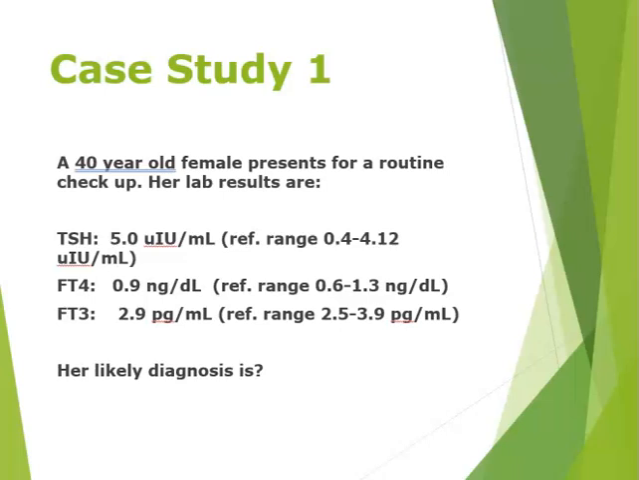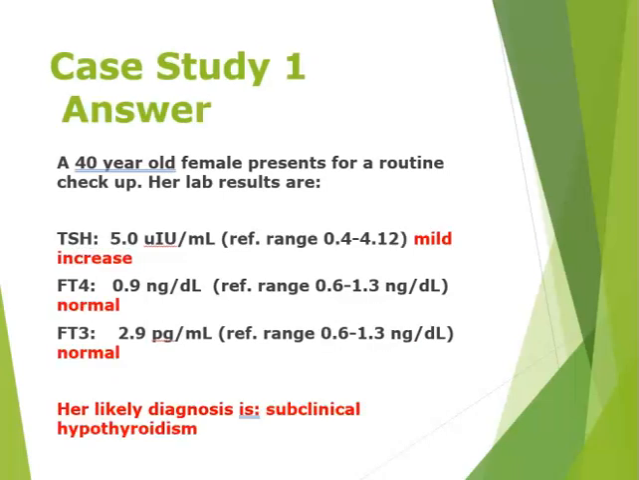So let's look at some case studies together. This is case study number 1. We have a 40-year-old female that presents for a routine checkup. Her lab results: the TSH is 5.0, and you have the normal reference ranges there. The free T4 is 0.9, and the free T3 is 2.9. What is her likely diagnosis? On the next slide, we're going to go over her likely diagnosis, but go ahead and look at those reference ranges and try to come up with a diagnosis on your own before we go on to the next slide.